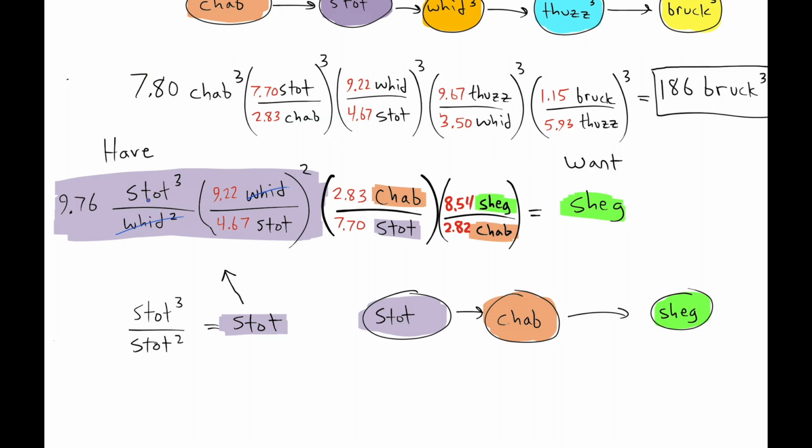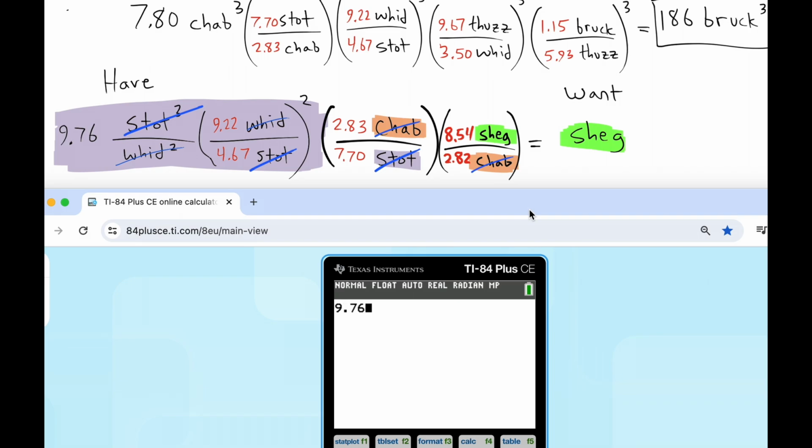At this time, the 3 stats will cancel with 3 stats that are below. You have 2 stats here because of the square, and then 1 stat there. All the stats will now cancel. The chabs will cancel, and we're left with just sheg. I get 42.3.